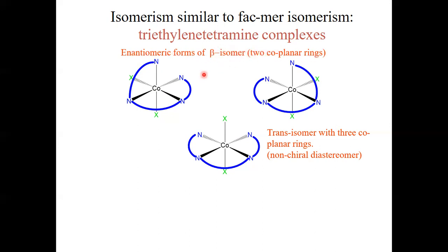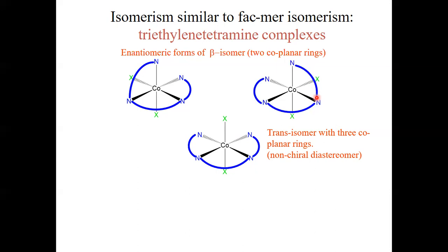Okay. We see that this molecule here is the mirror image of this one. And in this molecule here, the non-coplanar ring is on the left side of the molecule, whereas in this beta isomer, the non-coplanar ring is here on the right side of the molecule.